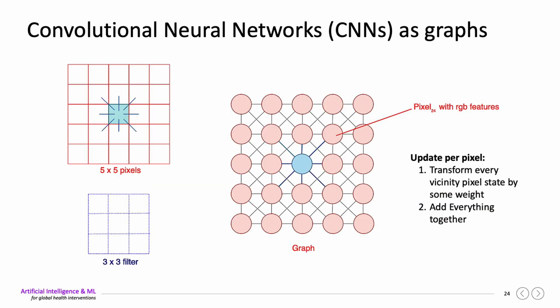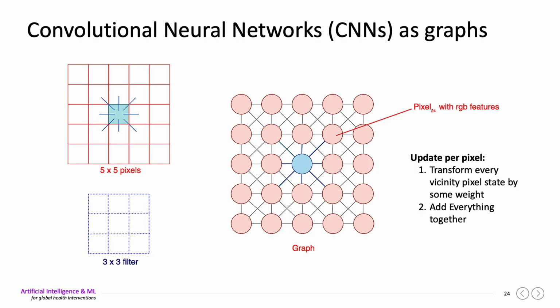Here, convolutional neural networks are reinterpreted as graphs. On the left is a 5x5 grid of pixels with a 3x3 filter sliding over a highlighted center pixel and its 8 neighbors. On the right, the same grid is drawn as a graph, where each pixel is a node connected to its neighboring pixels, and a highlighted center pixel, labeled as pixel 24 with RGB features, receives edges from its vicinity. The update per pixel recipe is stated clearly. First, transform every neighboring pixel's state by some weight. Second, add everything together. This is exactly a convolution, a weighted aggregation over a fixed neighborhood.